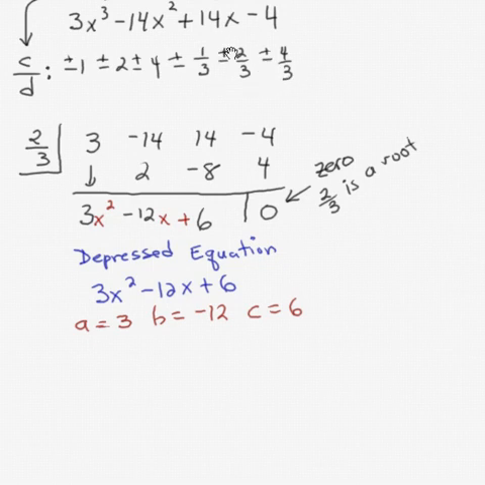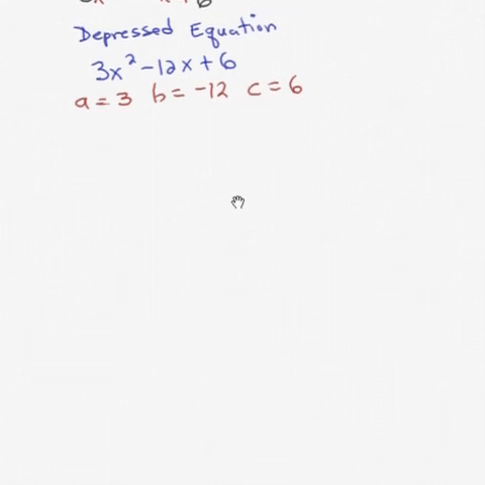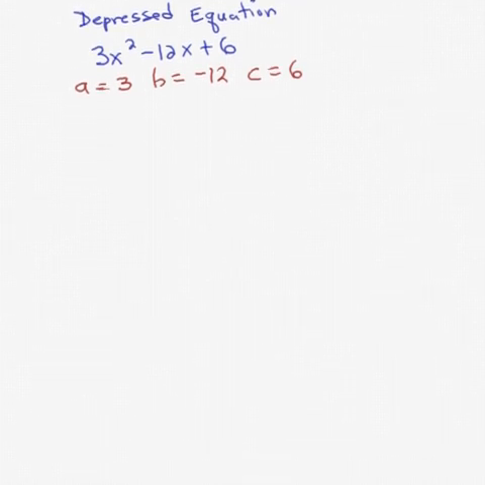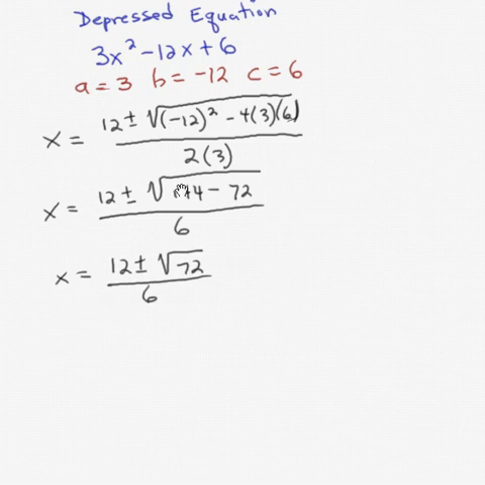Negative 2/3 probably won't work. 4/3, negative 4/3 probably won't work. When we get it to the quadratic, let's just put it in the quadratic formula and get my remaining answers. We don't have to guess and do synthetic division to find out. So a is 3, b is negative 12, c is 6. Substitute that in the quadratic formula. Start simplifying. So we've got 144 minus 72 under the discriminant, and then denominator of 6.